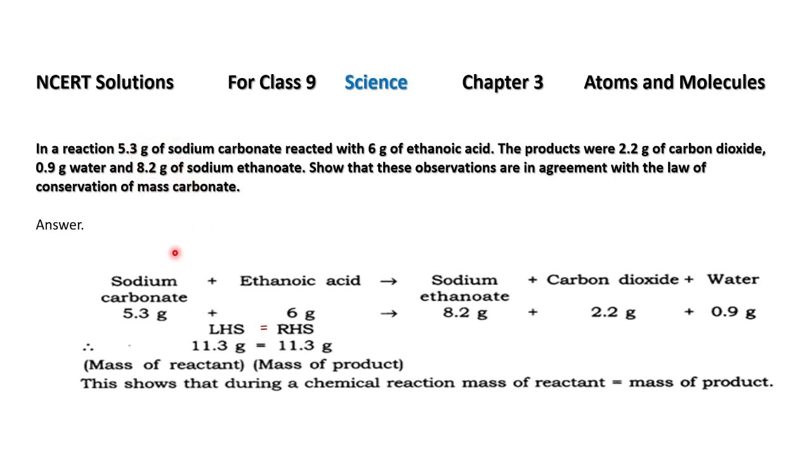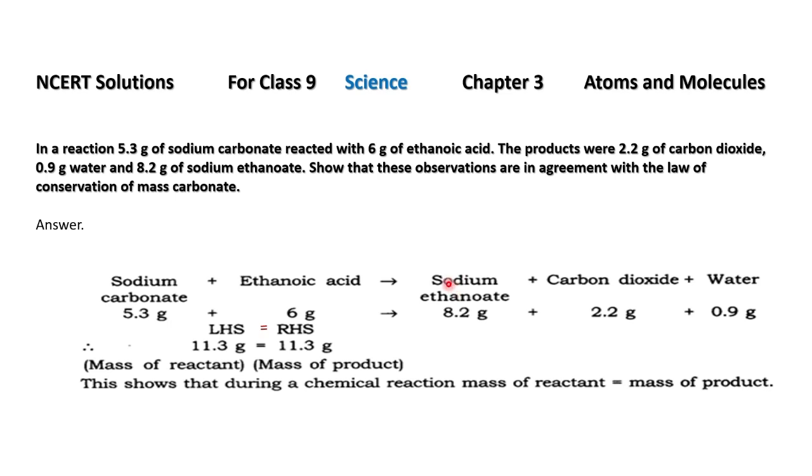Sodium carbonate is 5.3 grams. Ethanoic acid is 6 grams. Sodium ethanoate 8.2 grams. Carbon dioxide 2.2 grams and water 0.9 grams. We have to prove that LHS will be equal to RHS, the quantity of reactant is equal to the quantity of product. Before we proceed with the experiment, that is the reactant. After we completed the experiment, what we obtained is the product.